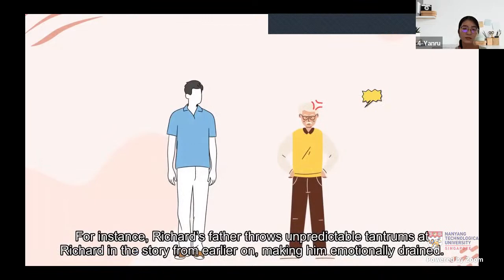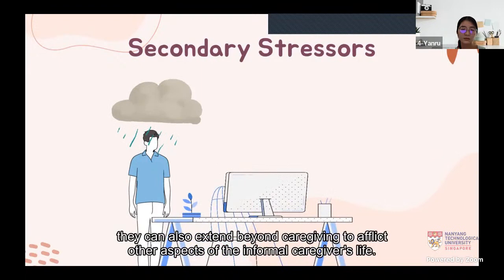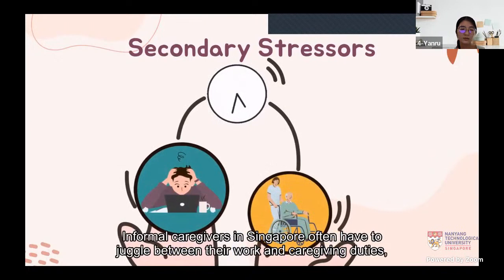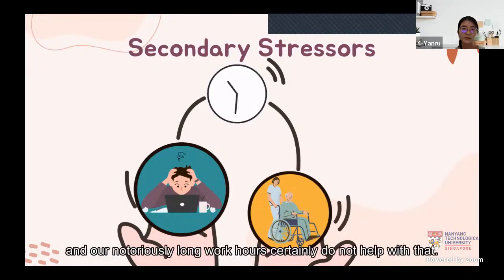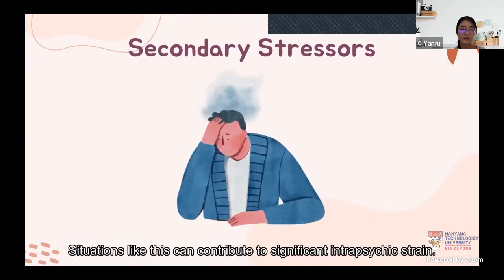Moreover, these stresses don't just make the caregiving process itself particularly challenging. They can also extend beyond caregiving to afflict other aspects of the informal caregiver's life. Informal caregivers in Singapore often have to juggle between their work and caregiving duties, and our notoriously long work hours certainly do not help with that. Caregivers also share how their self-identity shrunk when they have to give up work for caregiving, like our protagonist Richard. Situations like this can contribute to significant intrapsychic strain.